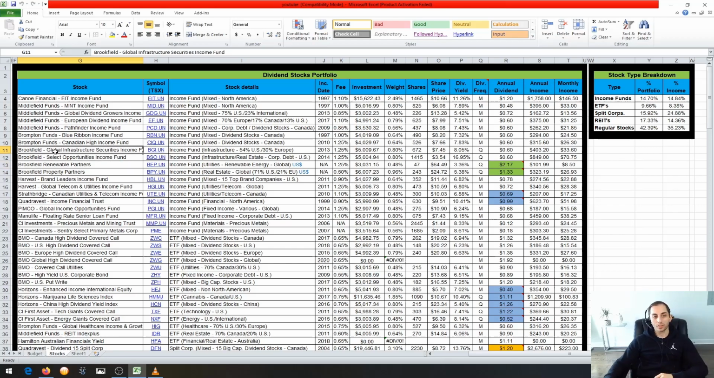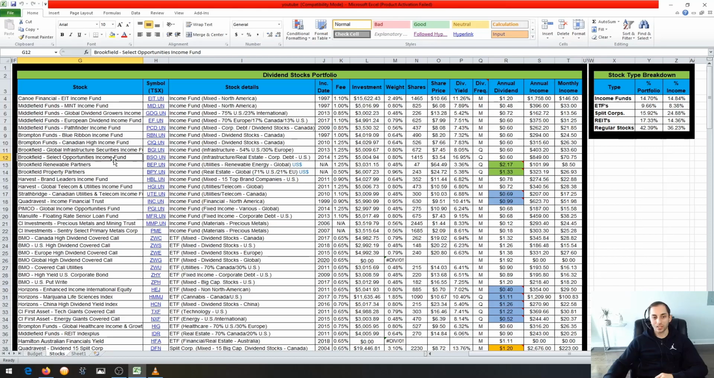So the first one here is called the Global Infrastructure Security Income Fund. So it focuses, like the name says, on global infrastructure companies. So infrastructure covers a lot of different companies. It could be utilities, it could be telecoms, it could be companies that manage anything to do with infrastructure, dams and bridges and tolls and all kinds of stuff like that. So it's a pretty cool fund. Most of it's in the US, and a good chunk of it is in Europe. So really good exposure to global infrastructure companies here.